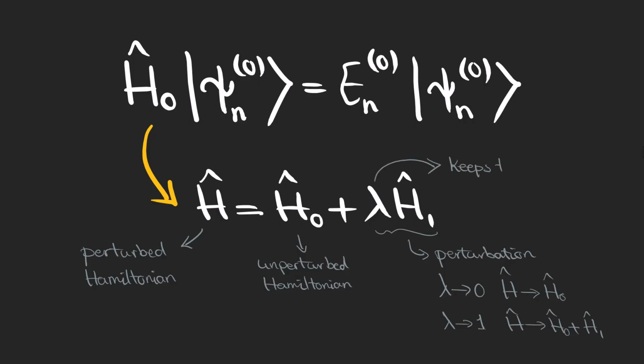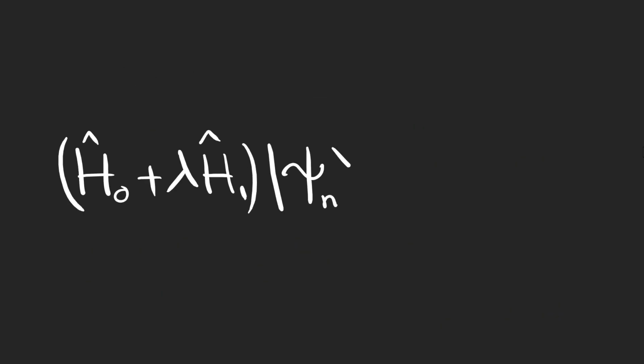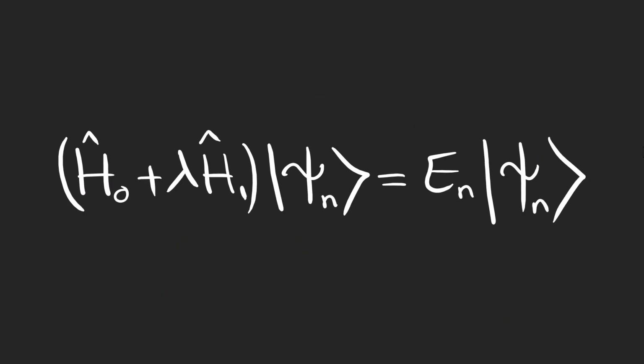Pay attention that lambda is a kind of bookkeeping parameter that tracks different orders of correction for the eigenfunctions and eigenvalues we want to find. In other words, lambda is a dial that lets us turn the interaction on slowly, track how the system responds order by order, and then turn the dial fully on. So let's use the perturbed Hamiltonian on the eigenfunctions we wish to estimate.